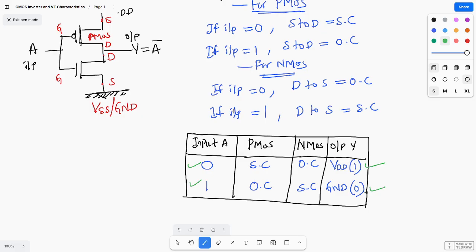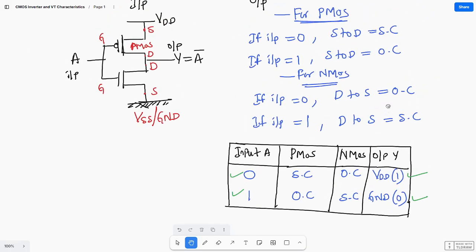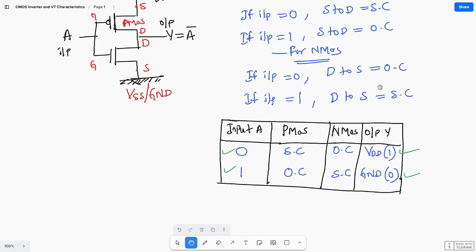So the inverter is satisfied, no? So the inverter is satisfied. Okay. So from the diagram also you can verify. So here you see, I am giving zero with respect to the circuit, and I have verified it. Okay.